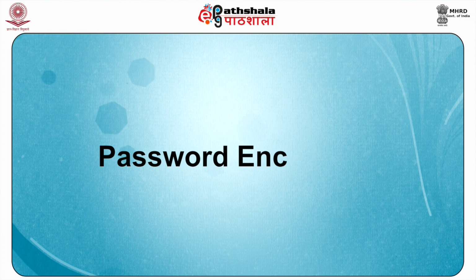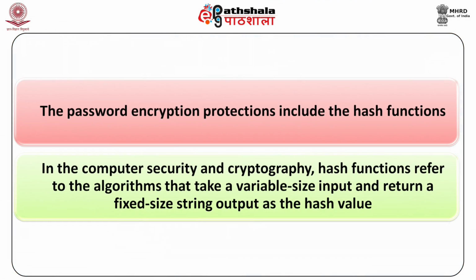The next is password encryption. The password encryption protection includes hash functions. In computer security and cryptography, hash functions refer to algorithms that take a variable size input and return a fixed size string output as the hash value. This approach ensures that any change in the input data will result in a different hash value. There are several common characteristics of hash functions, including easy computation, pre-image resistance, second pre-image resistance, and collision resistance.